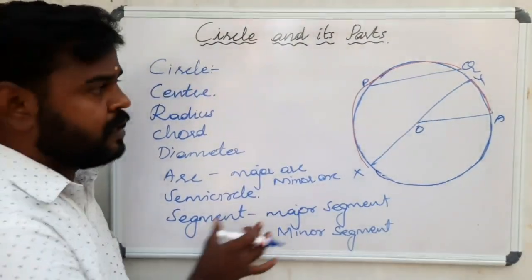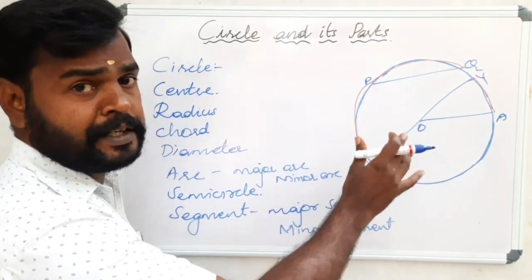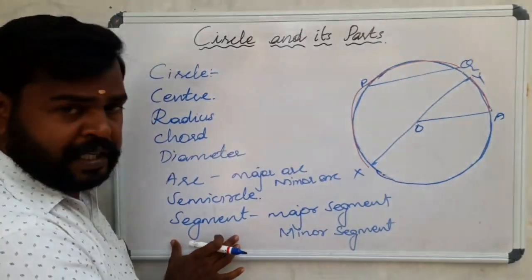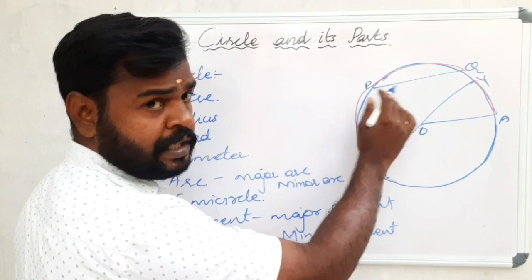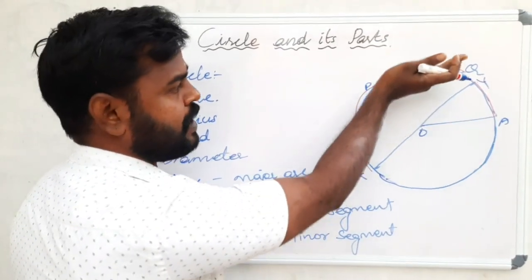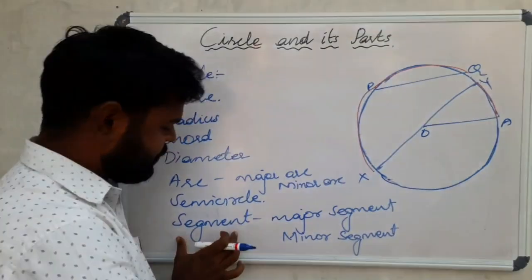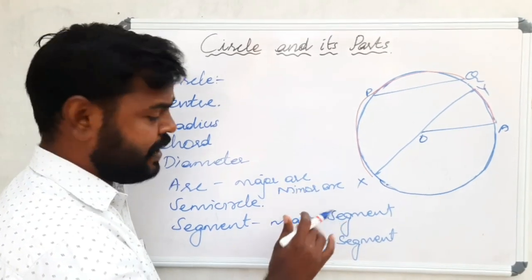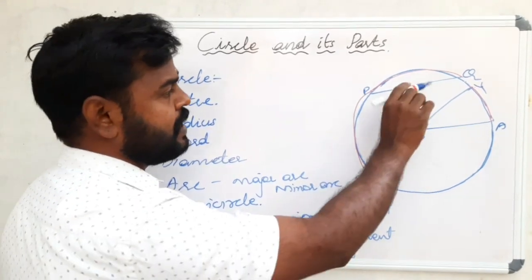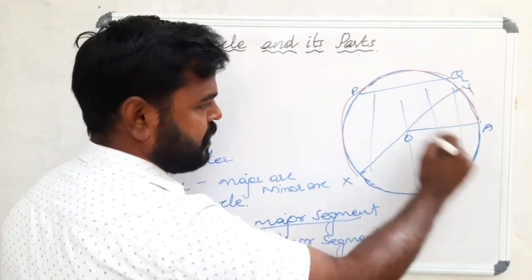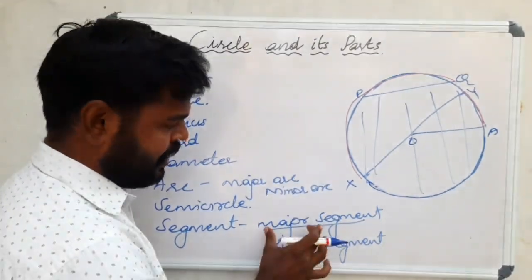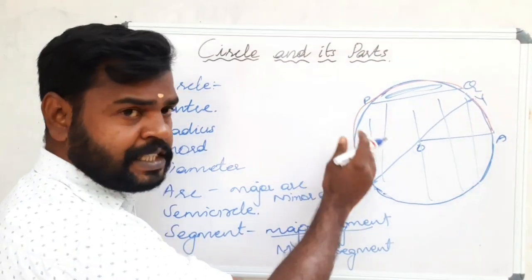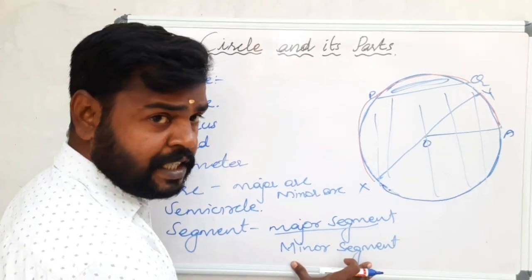Now segment: a chord divides the circle into two parts, not two equal parts, and each part is called a segment. See here, PQ is a chord dividing the circle into two parts, one upper part and one lower part. If the segment is more than a semicircle, it is called a major segment. See here, this lower part is more than a semicircle, so it is called the major segment. As well, if this segment is less than a semicircle, it is called a minor segment.